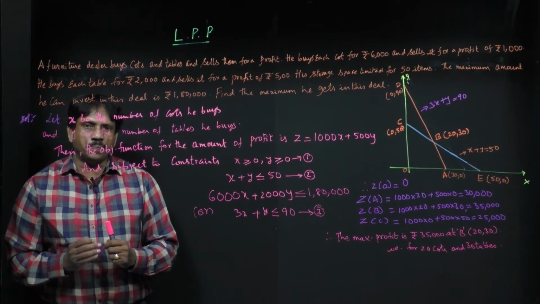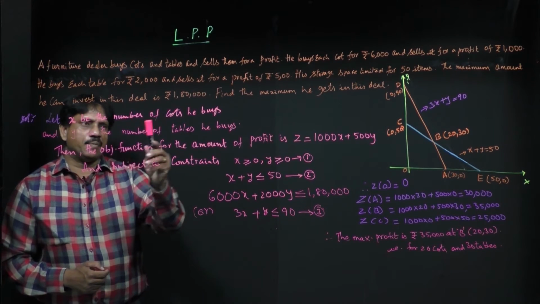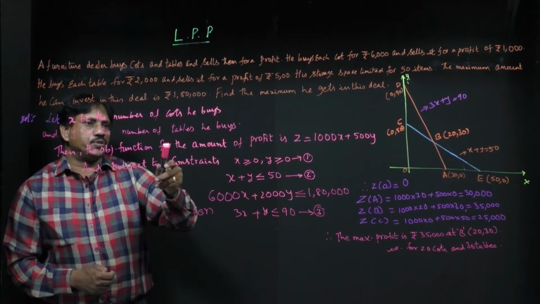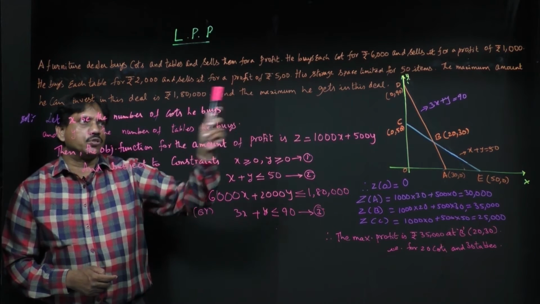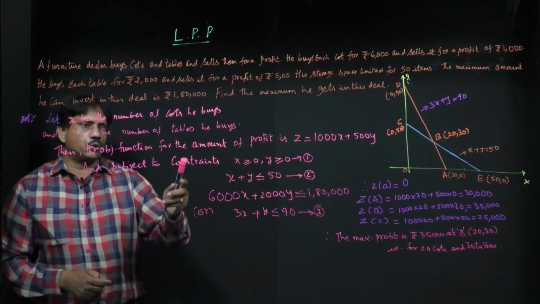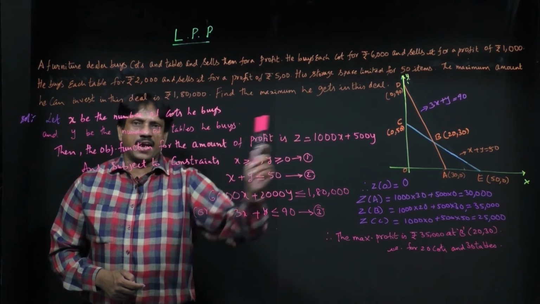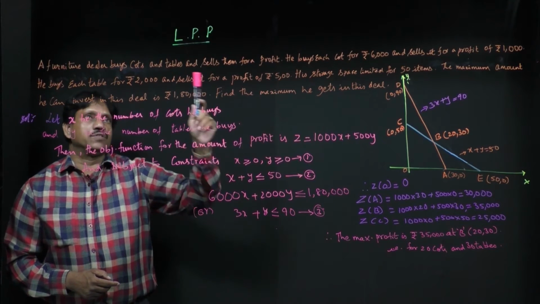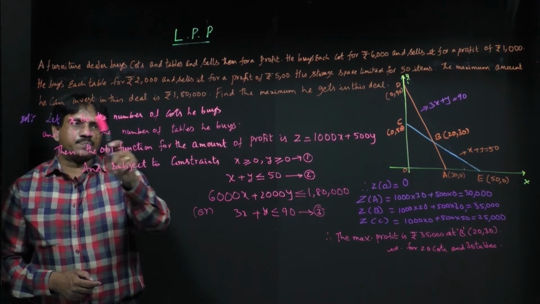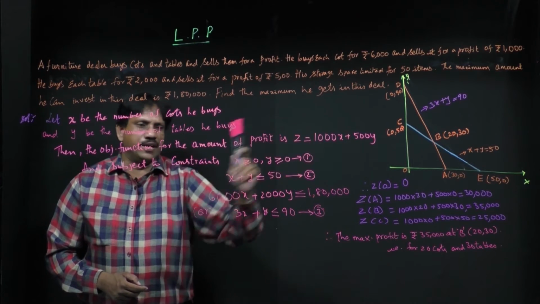Now we want the objective function for the amount of profit, where X is the number of cots and Y is the number of tables. What is the profit he requires? He wants 1,000 rupees on a cot and 500 rupees on a table. So the profit is Z equal to 1,000x plus 500y, because 1,000 rupees comes from each cot and 500 rupees from each table.